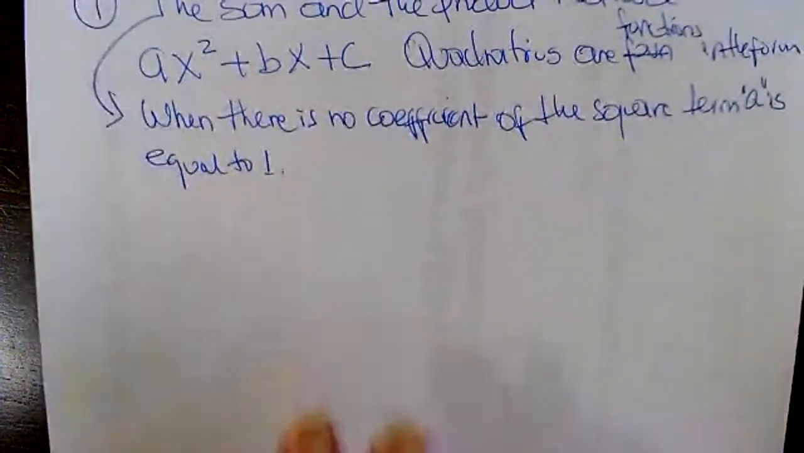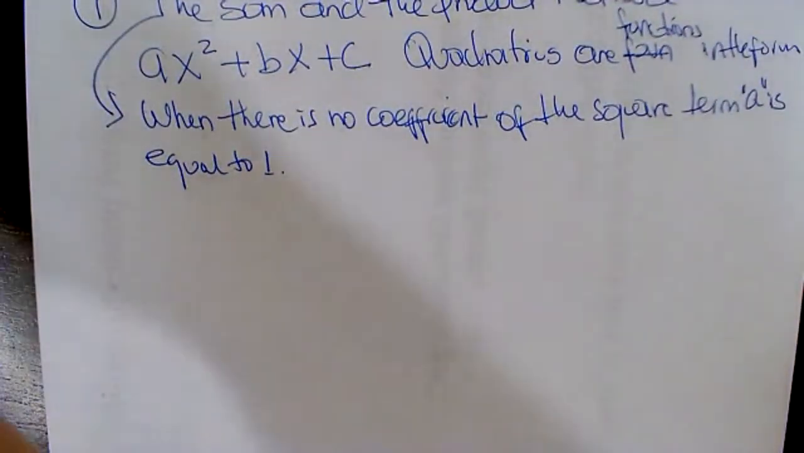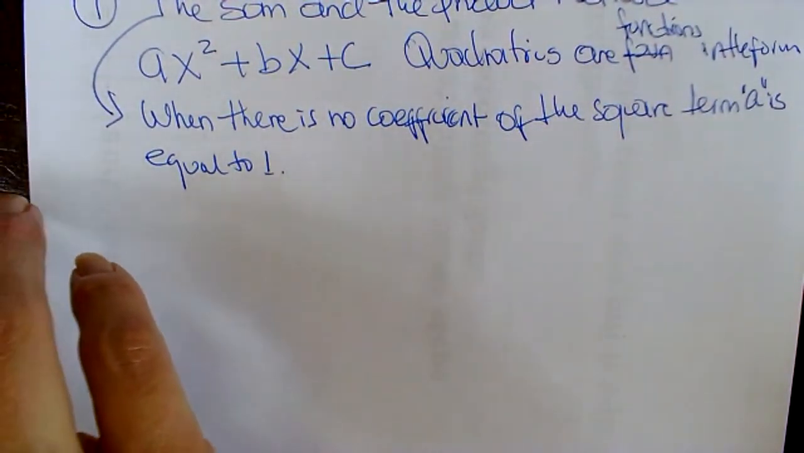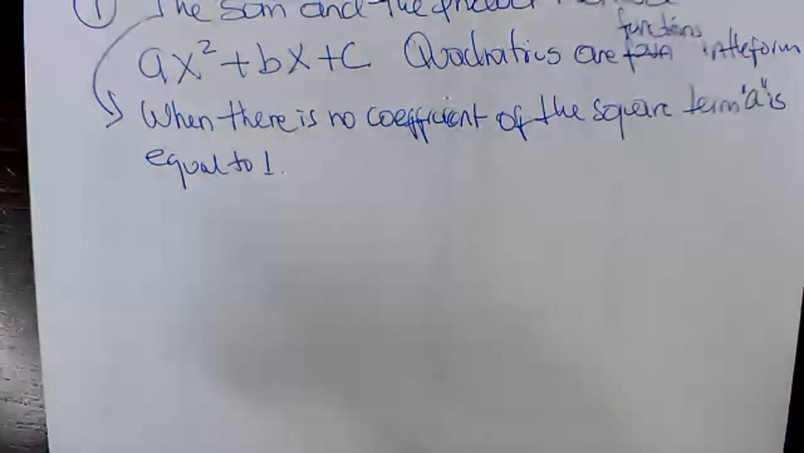When this a is equal to 1, we're going to use the sum and the product method. And let's do the first one. The first one says, oh, sorry. The first one, I didn't turn it off.